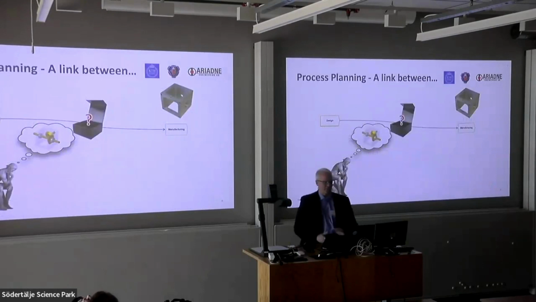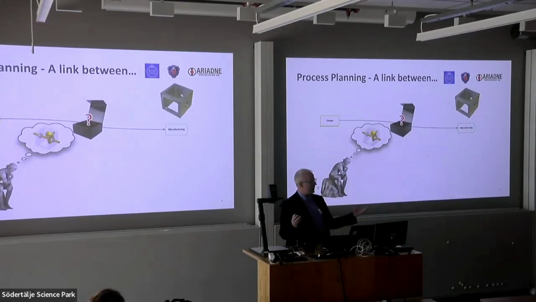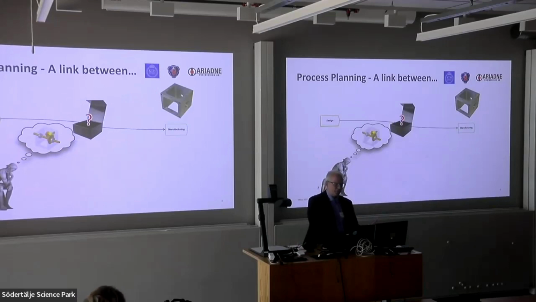Okay, so I would say process planning, obviously, is the link between the design and the manufacturing. We want something in the real world. Somebody specifies its function, and then it's up to the process planner to actually decide how we're going to produce this component. So let's open up this box.